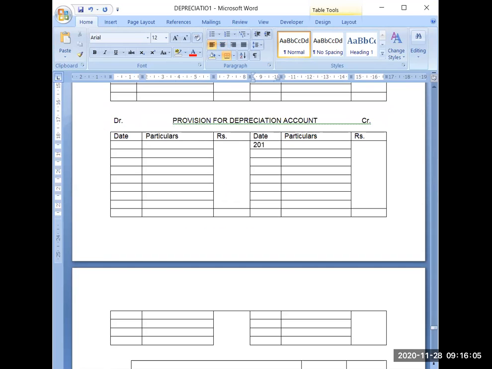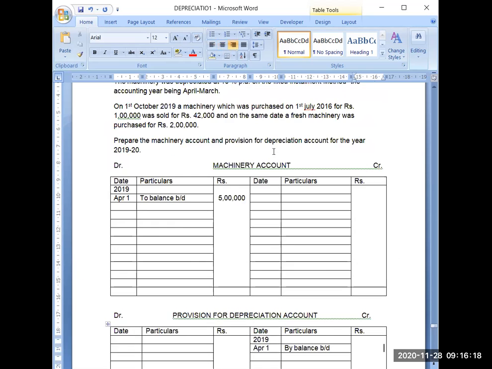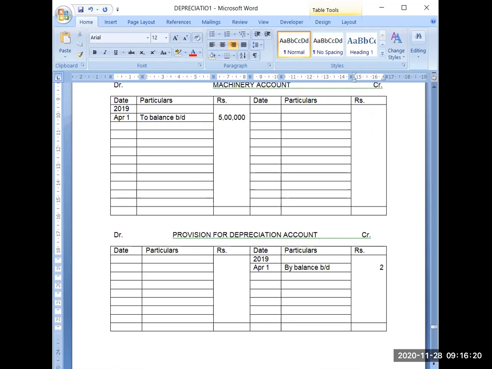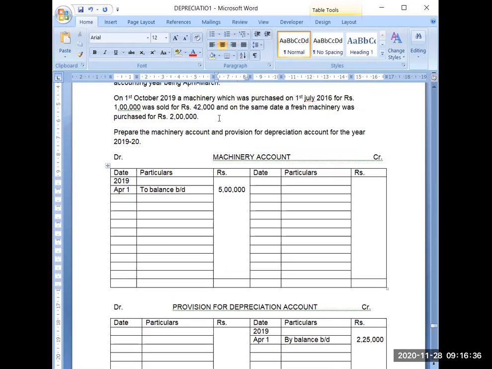So 2019 April 1, by balance brought down, and it is 2,25,000. And we should be clear about this concept that whatever the balance is there, that is the total depreciation charged till this date, from the date of purchase, on all the machineries which are in the opening balance here.